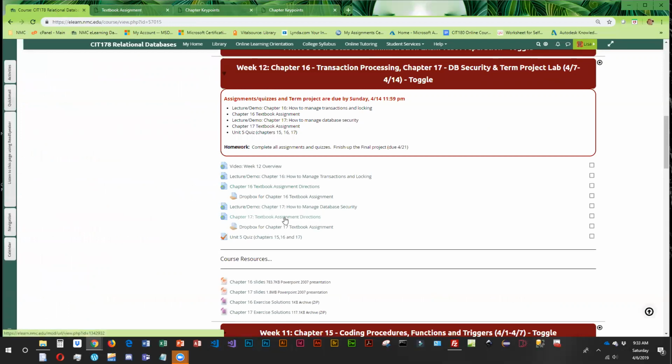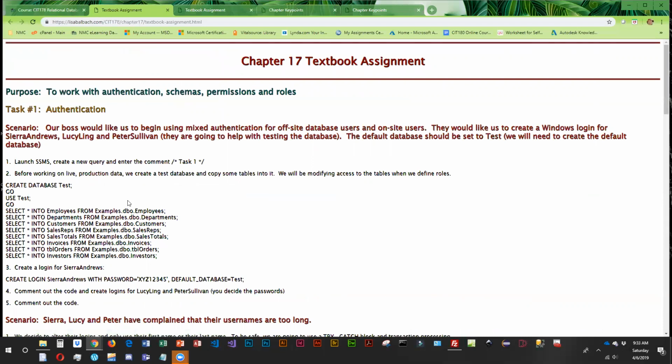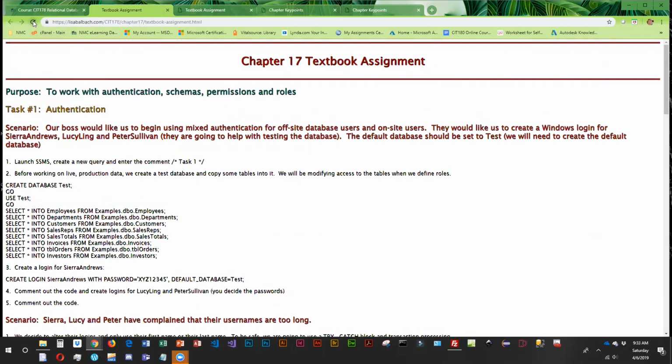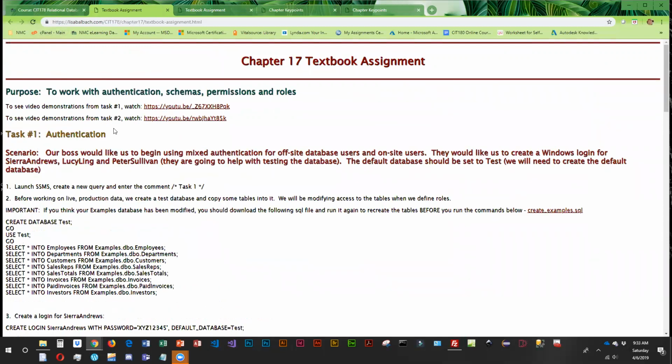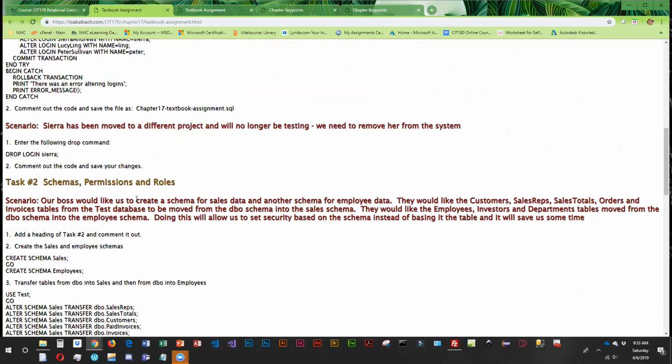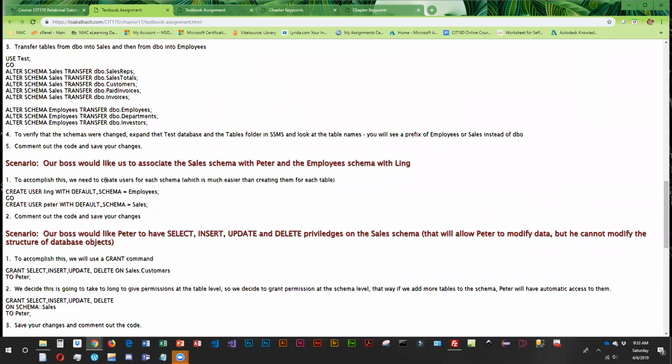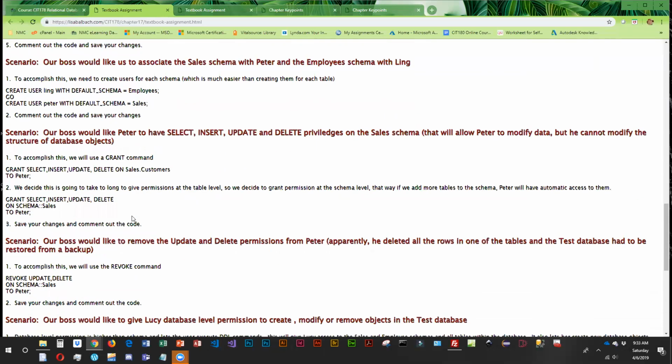And it's designed to give you practice executing commands that grant permissions. So there's several different tasks in here. And there are videos for each task. And you'll basically be creating users, granting them permissions. You're going to create some schemas. You'll be moving tables into schemas and granting permissions based on the schemas. You'll also be revoking permissions.